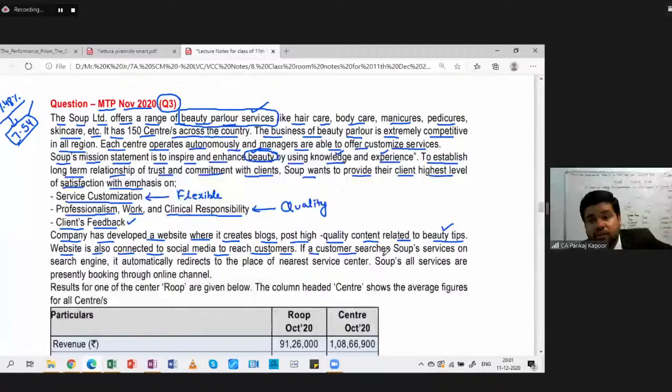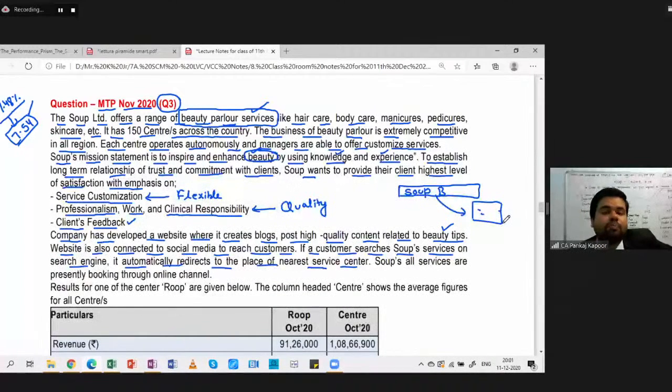If a customer searches for SOUP services on a search engine such as Google or Yahoo, it automatically redirects to the place of the nearest service center. It means in Google, you just enter Soup Limited or Soup Beautician, then it will lead you to the map showing where the nearby store is. They tell you that we are just 5 kilometers away from you.